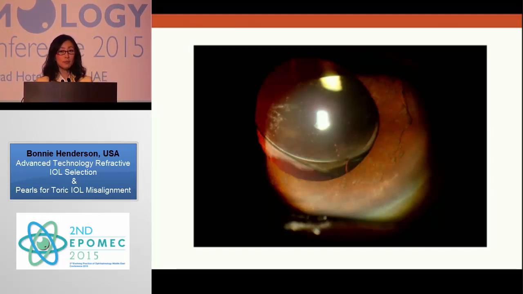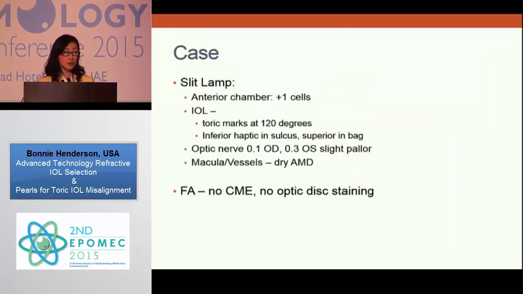So hopefully everybody knows that one-piece acrylic lenses cannot stay in the sulcus. They do cause a lot of irritation and rubbing, and therefore they cause inflammation long term. So that could be causing some of the trouble. So when you look at the slit lamp, indeed he does have 1+ cells in the anterior chamber. You see where the toric marks are, and you notice that his inferior haptic is in the sulcus.